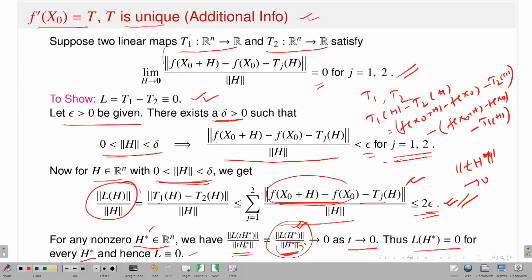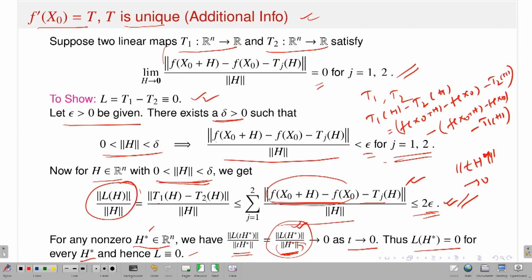How to use it? Choose a non-zero vector H star, hit it by T, and let T go to 0. Now if T goes to 0, then norm of T H star goes to 0. That means norm of L of T H star divided by norm of T H star also goes to 0. But norm of L T H star divided by norm of T H star is a simple single vector, which is norm of L H star divided by norm H star. That means this is 0. Since H star norm is non-zero, that means L H star norm is 0. And this is true for any arbitrary non-zero vector. So therefore L is 0.